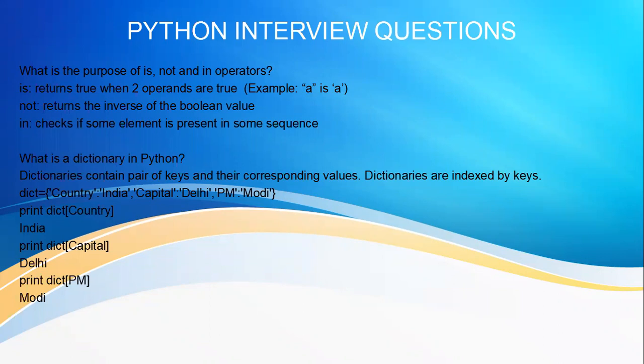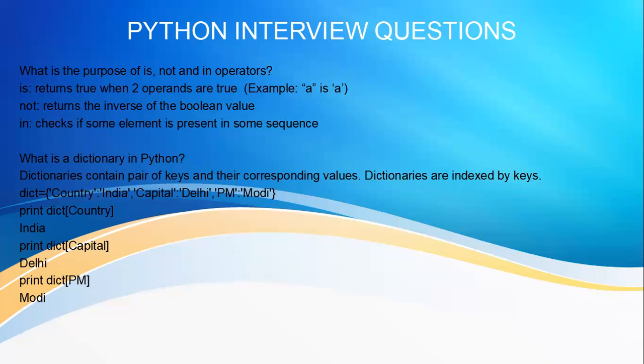The is operator will return true when two operands are the same. So for example, if A is pointing to the value 2, and B is also pointing to 2, then here the answer is true because A is B, because A and B are pointing to the same value, that is 2. More explanation of the is operator will be given later in this tutorial.